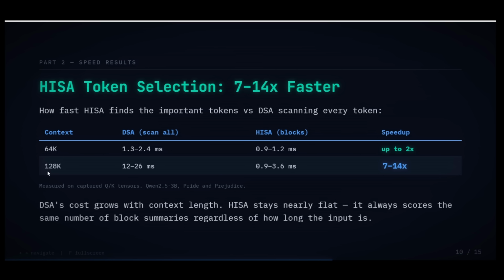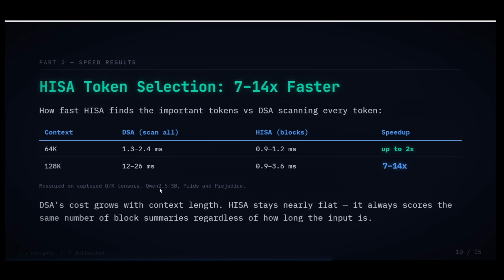But when we got to 128,000 context, that's really where you saw the difference, because HISA, like I said, doesn't increase that much. Whereas with DSA, you're going from 2.4 milliseconds to 26 milliseconds on the high end. So our speedup went from up to 2x to 7 to 14x, actually.